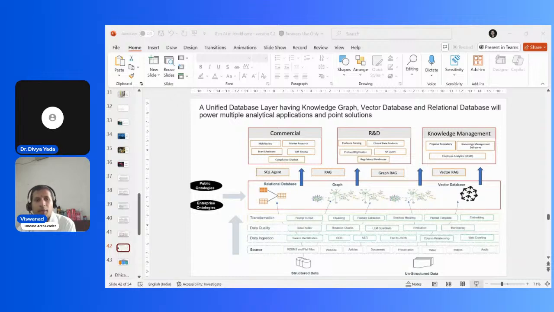Coming to the commercial planning point of view, we can do a lot of compliance chatbots, review, and then next best action plan. And these are commercial plans which commercial teams usually do. So these are the pharma use cases which we'll talk about.